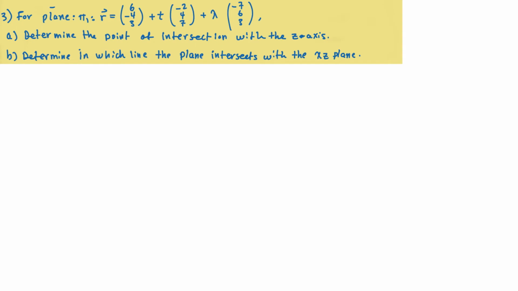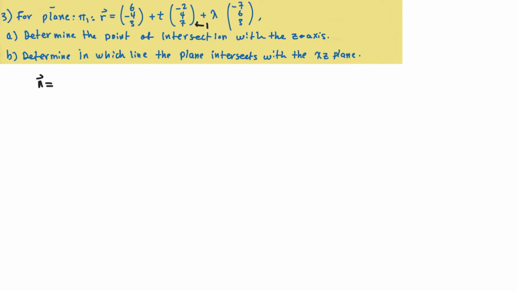Okay, for our last question, for the first part, we are given a plane and we are asked to determine the point of intersection with the z-axis. Well, the first thing we want to do is write this equation in its scalar form. So we have the two direction vectors, and we need to get the normal of the vector by getting the cross product of those two.